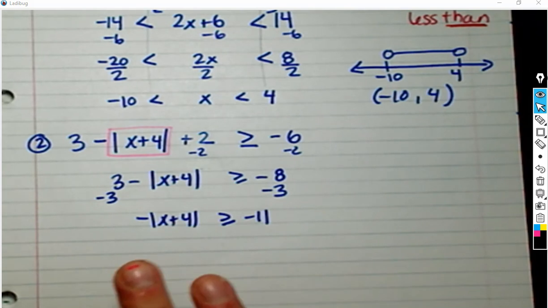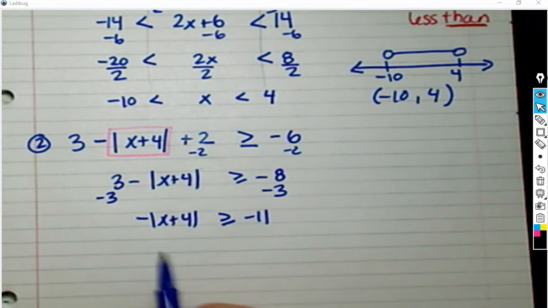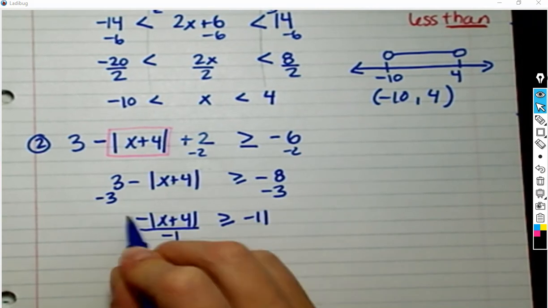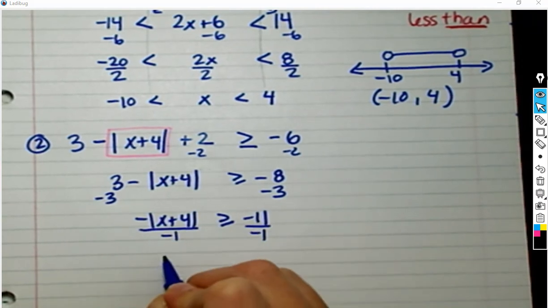All right. Emma, what would you do next? You would multiply both sides by negative 1. Yes, multiply or divide is fine. I'm gonna just divide.